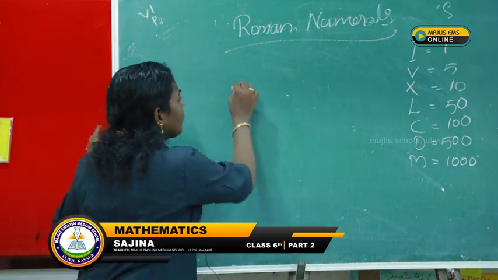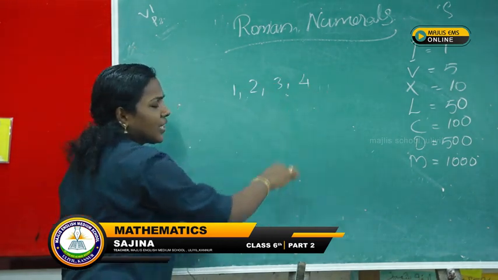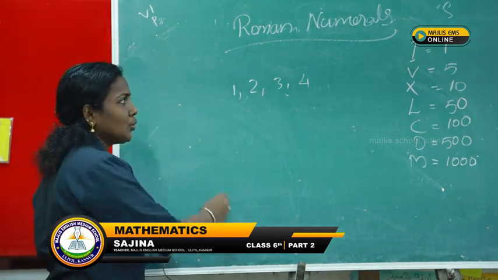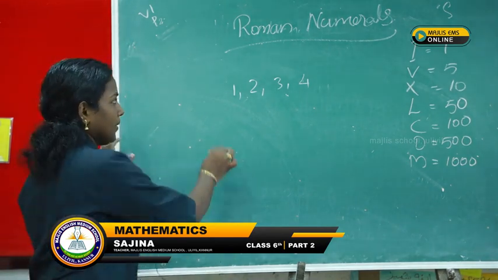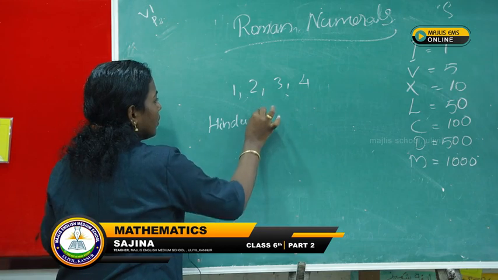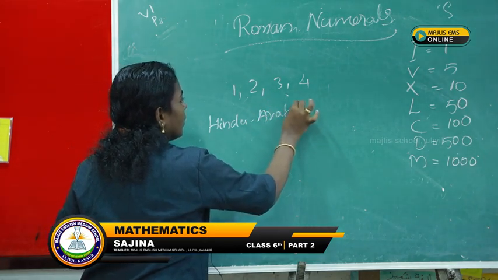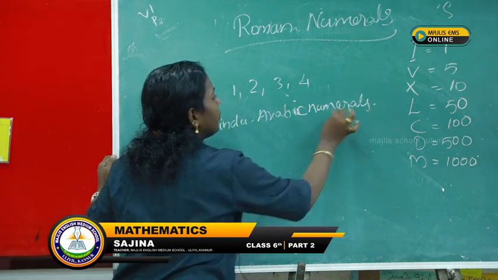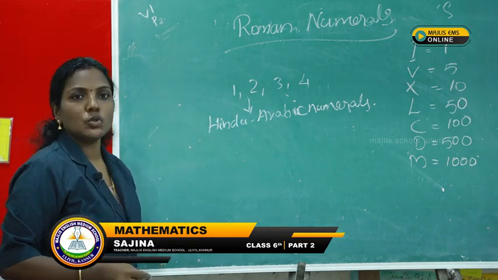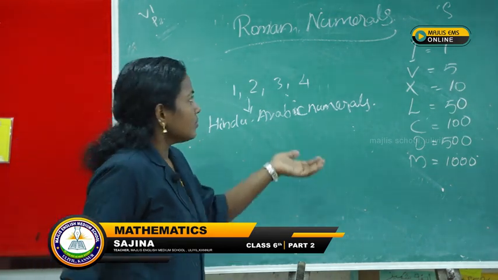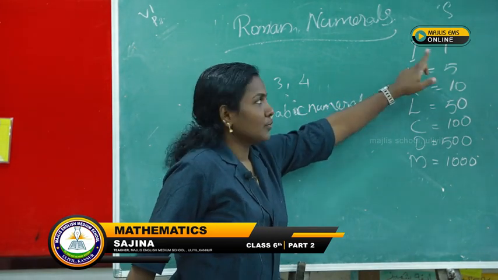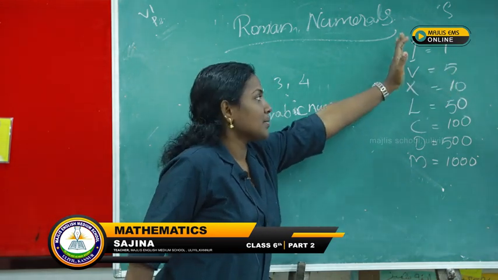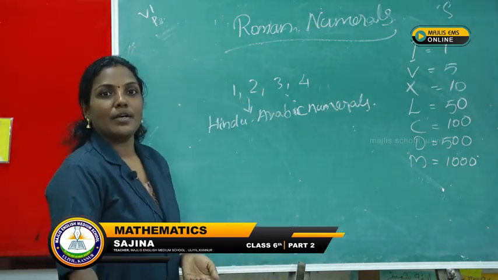Okay. Here we just recall. In which type of numbers are these? 1, 2, 3, 4, etc. These numbers are called Hindu-Arabic numerals. In this, 1 is equal to 1, and the symbol V denotes 5. These types of numbers are called Roman numerals.